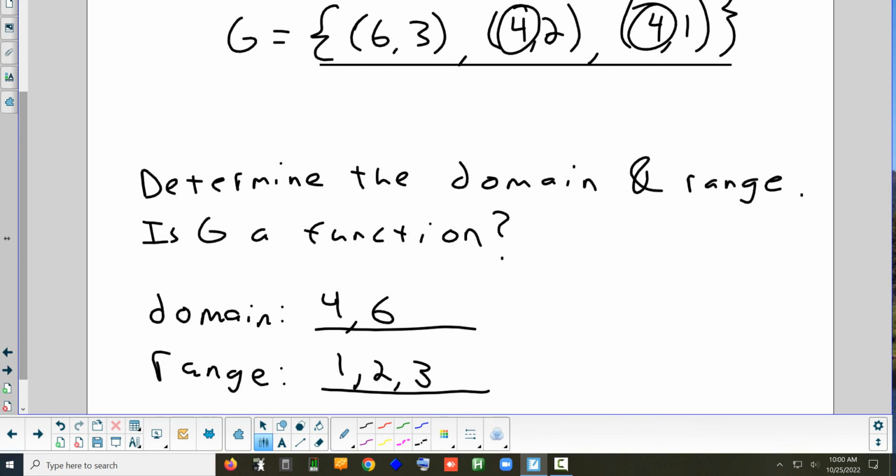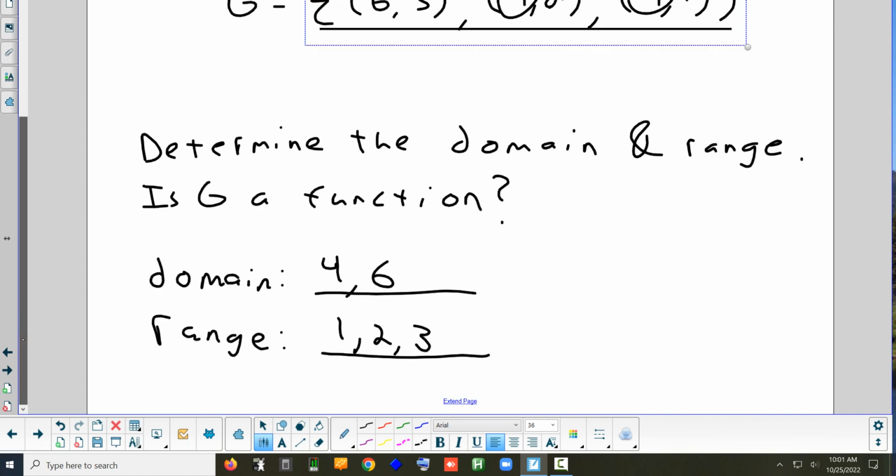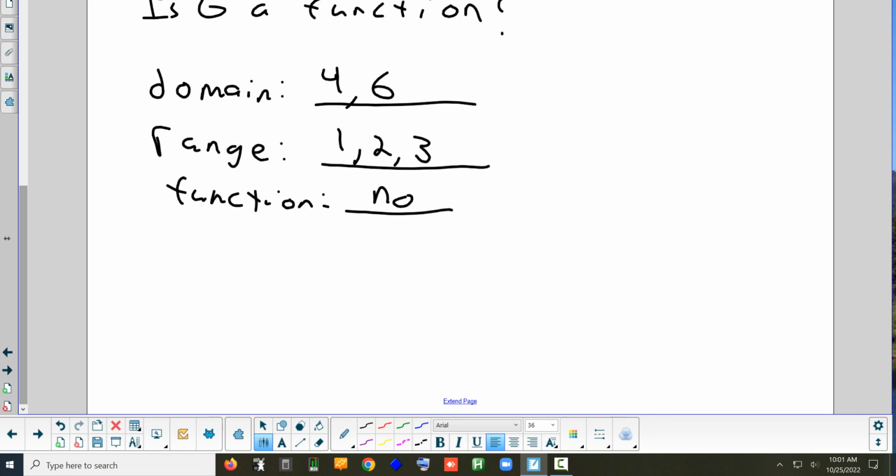4 and 4 is a repeat. It's like having 2 people with the same first name, and I just say the name, you don't know which one I'm talking about. If I said, look at the coordinate where the first one is a 4, well, you'd say, which one? They both are. There's 2 of them. Okay, so that is not a function. So no. Okay. Any question on that?